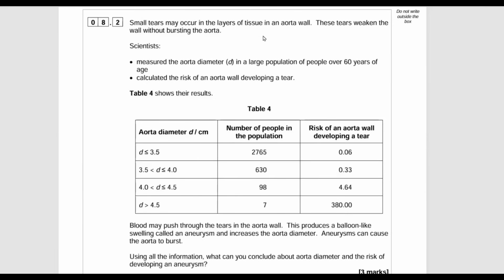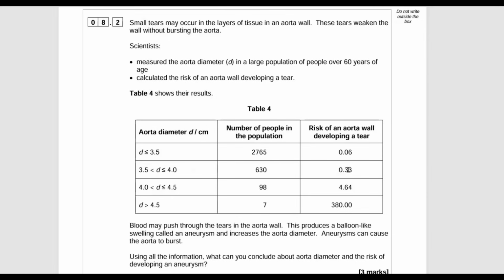8.2. Small tears may occur in layers of tissue in the aorta wall. These tears weaken the wall without bursting the aorta. Scientists measured the aorta diameter D in a large population of people over 60 years of age, and they calculated the risk of the aorta wall developing a tear. Table 4 shows the results. We have the aorta diameter, the number of people in the population who have this diameter, and the risk of an aorta wall developing a tear.